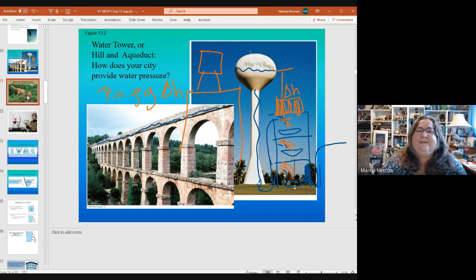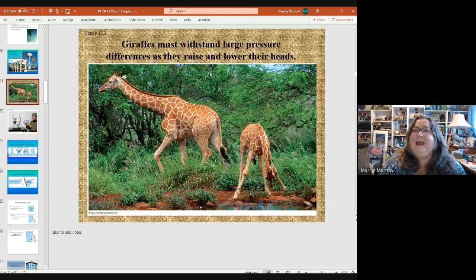Okay, so anyway, animals can have difficulty with this too if they have a high neck, like a giraffe. Think about the pressure difference between when their head is down and when their head is up, because that difference in height, giraffes can be like 16 feet high, makes a huge difference in the pressure of their blood. And so giraffes have all these fancy valves and stuff in their neck so that blood can't just flow easily. They also have a tremendously large heart to pump that blood up to those levels.